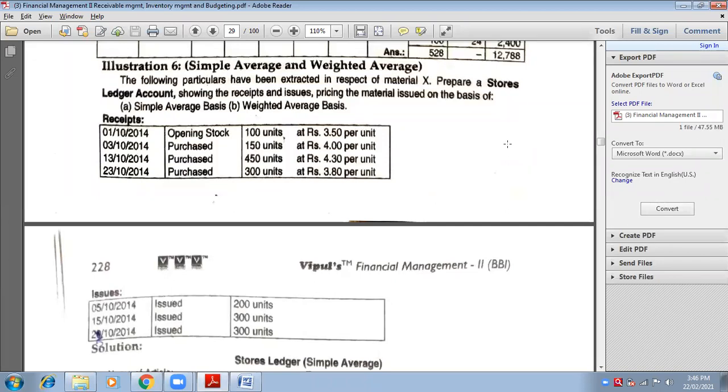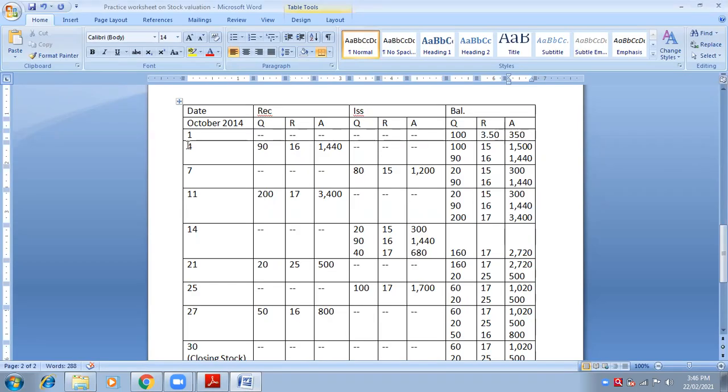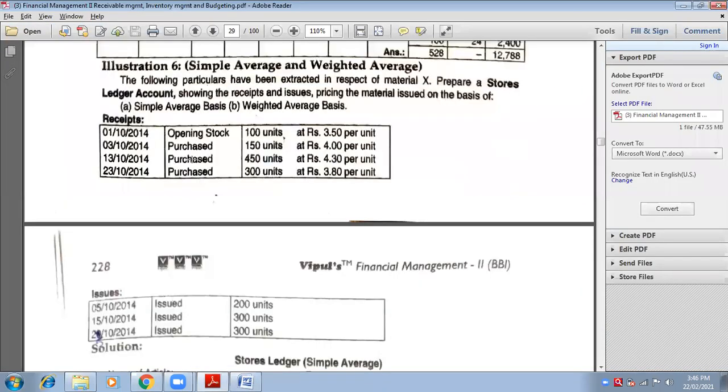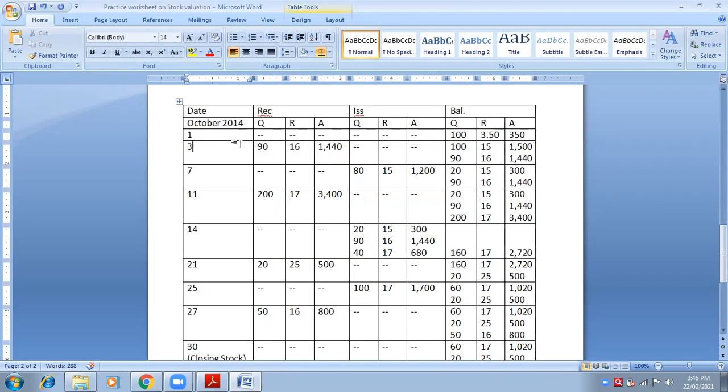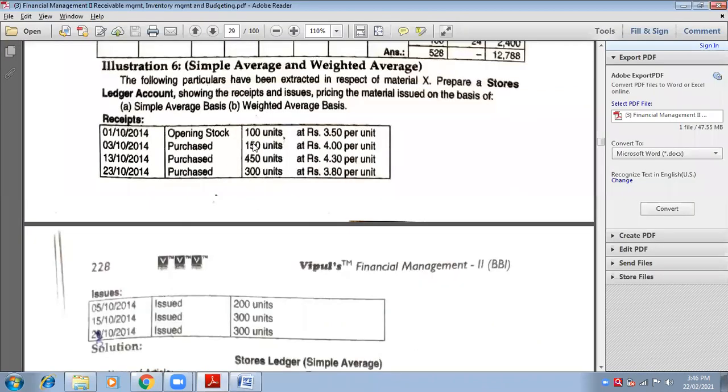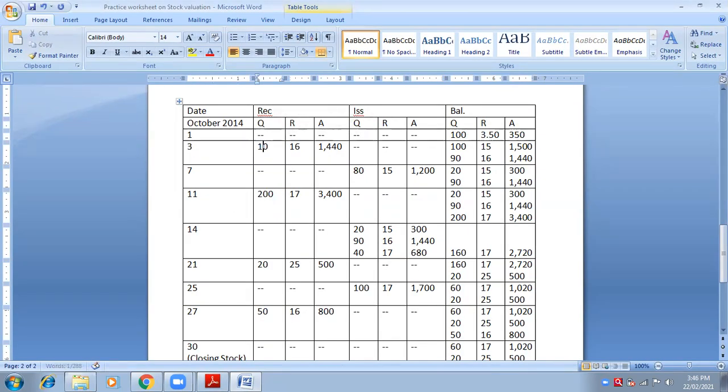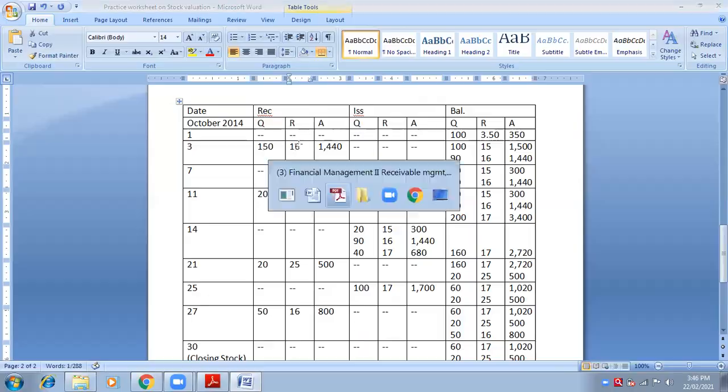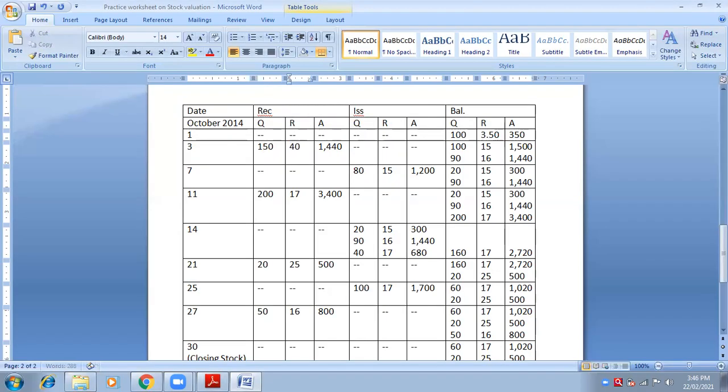Okay. Now 3rd October. So here I will write 3rd October. Purchased 150 units at the rate 4 per unit. So purchased means what? Receipt, issue or balance? Where do I need to write? Ma'am, receipt column. Very good. So here I will write 150. And what is the rate? Rate is Rupees 4.00. So 150 into 4.00 is how much? 600. And issue column will be nil.